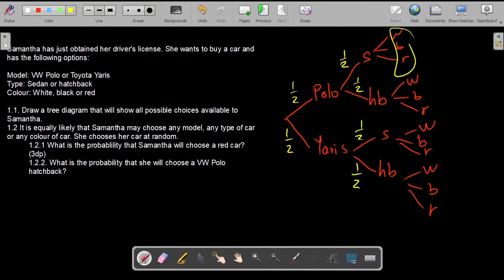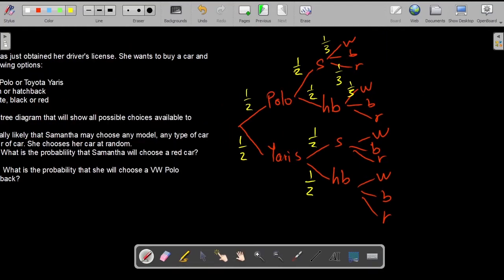Now finally we have three options, white, black, or red, and the n, which is the number of options, would be 3, and that is the value of all these probabilities. Just that I don't have much space to put in all of the 1 over 3s, but that is what you have to do. Then finally you have to write down all your options, starting, let's just say P for Polo and Y for Yaris. So you have PSW, PSB, PSR, and that is all of these options.